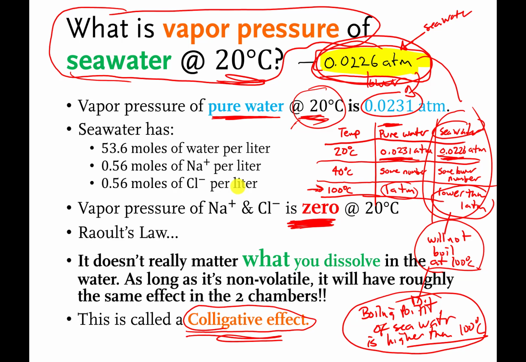And if you notice, just to emphasize this, I threw in a certain amount, 0.56 moles of sodium ions and chloride ions into our pretend seawater. But if I threw larger amounts in, then basically they would reduce the vapor pressure of water even more. And again, that's called a colligative effect. And I want to show you a little bit more of what's happening with colligative effects and vapor pressure on the next slide.